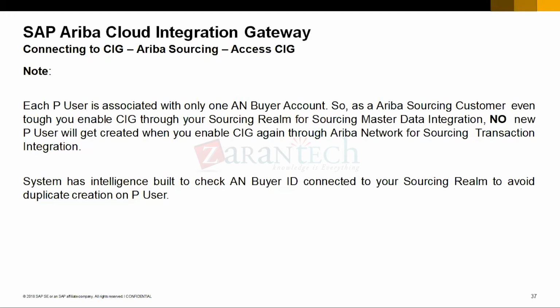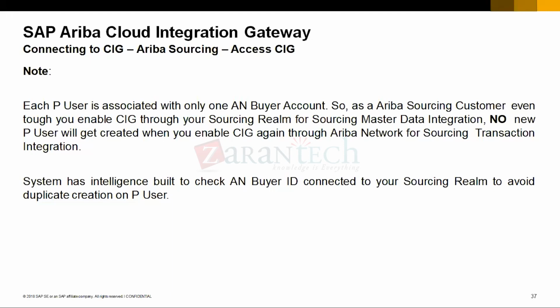So we may expect new user ID information from SAP, but that is not possible, because the P user ID is unique to your customer ID. Customer ID means we can say unique to the Ariba Network ID. So whatever AN ID is there, and for which you enable this CIG, that will be for the entire AN ID. So if your AN ID is the same, definitely in that case you are not going to receive any kind of new P user ID.